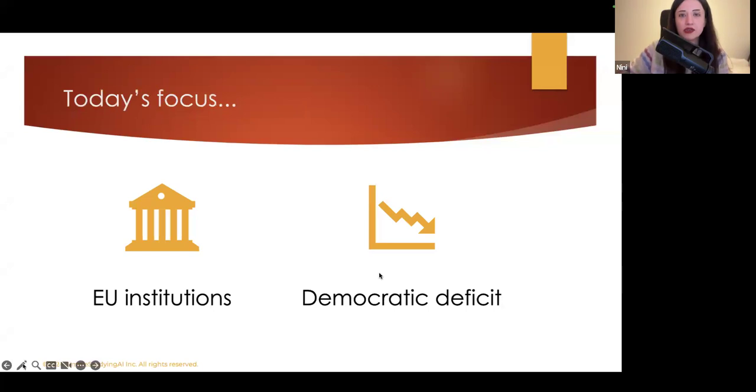Today's focus will be EU institutions and democratic deficit, because there is always a question about this in EU law exams, so I thought it would be good to revise this topic and give you some tips about what kind of arguments you can make in an essay question about this. Usually you get an essay question. An essay question would say something like, is the EU democratic?